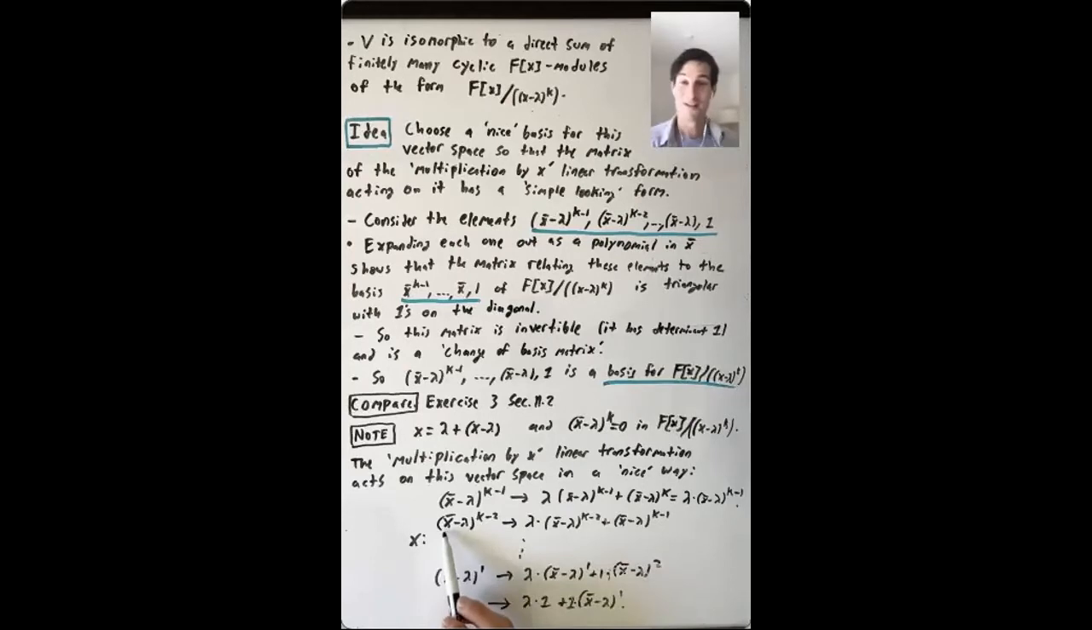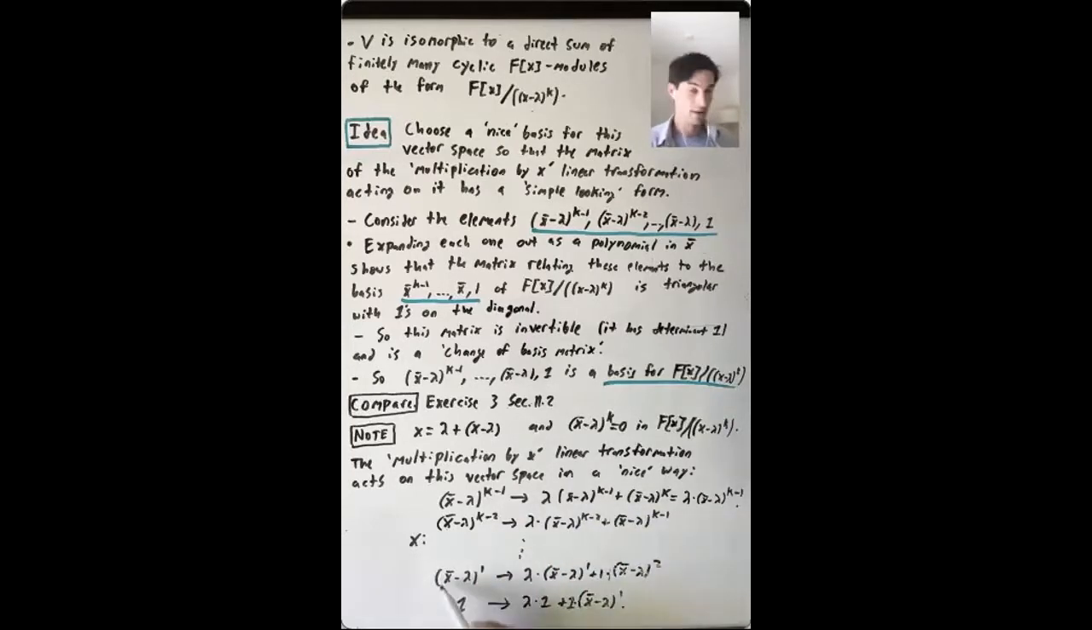What happens to our next basis element, (x minus lambda)^(k-2)? Well, we get lambda times (x minus lambda)^(k-2) plus (x minus lambda) times (x minus lambda)^(k-2), which is 1 times (x minus lambda)^(k-1). Similarly, (x minus lambda)^(k-3) goes to lambda times (x minus lambda)^(k-3) plus 1 times (x minus lambda)^(k-2). (x minus lambda)^1 goes to lambda times (x minus lambda)^1 plus 1 times (x minus lambda)^2. 1 goes to lambda times 1 plus 1 times (x minus lambda)^1.